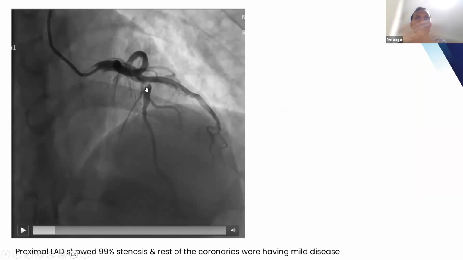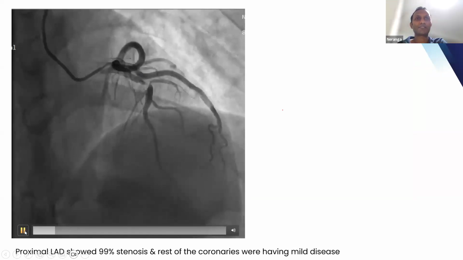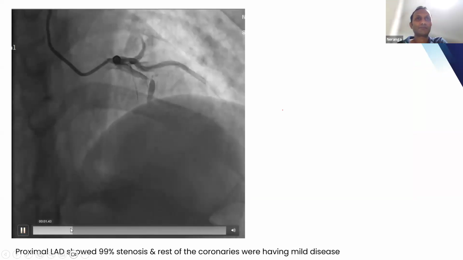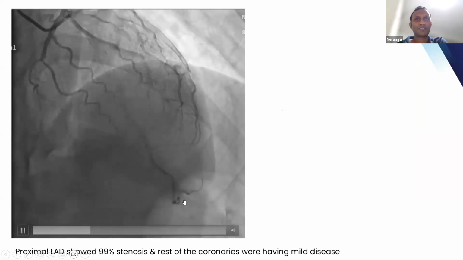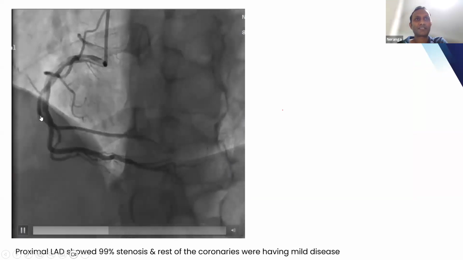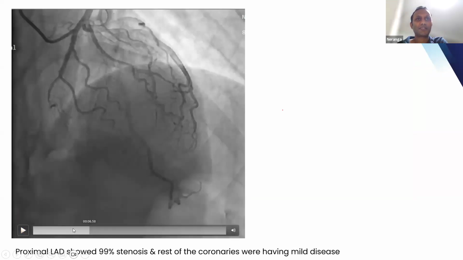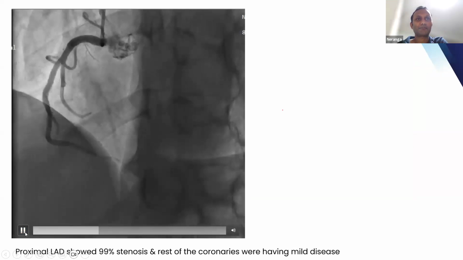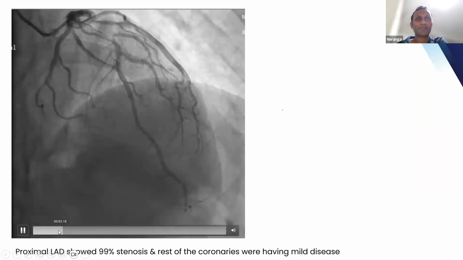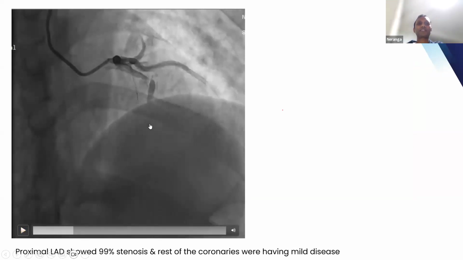In the LAD, there is a critical lesion, like 99% stenosis, because the distal flow is preserved and the right coronary artery is normal. So this patient actually has unstable angina. If the patient has unstable angina, what shall we do?